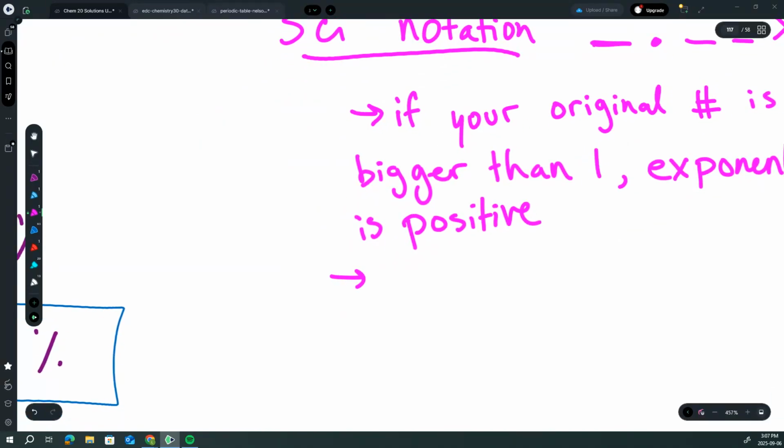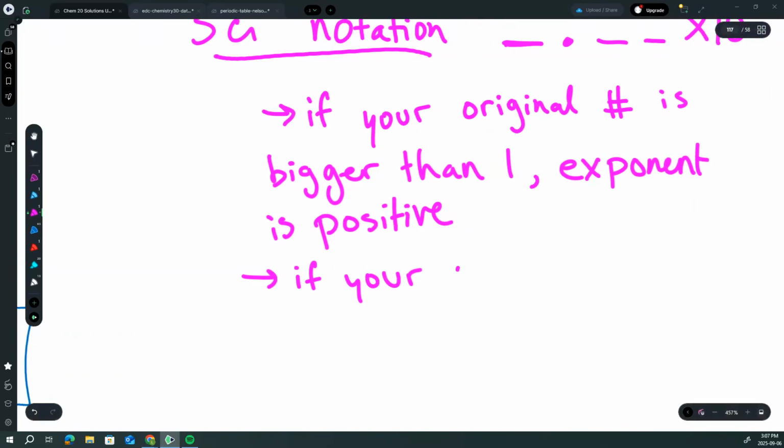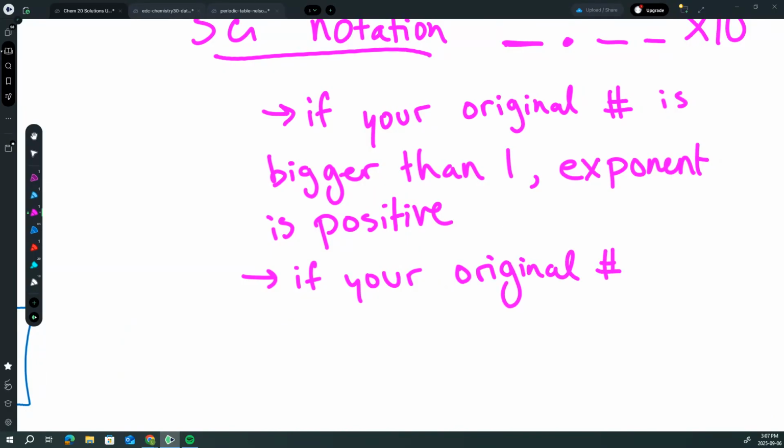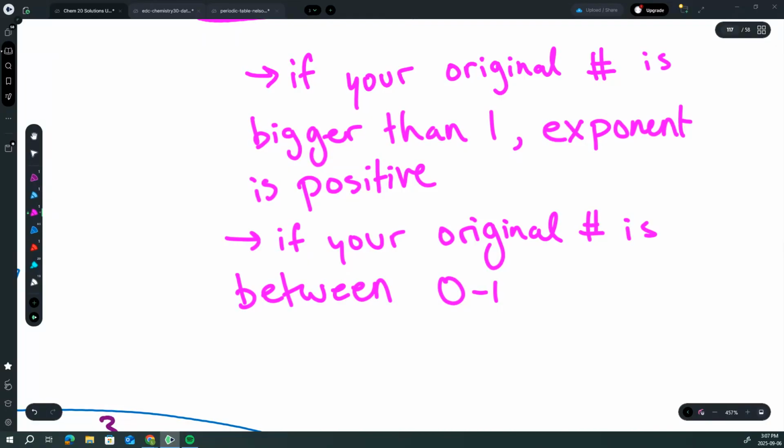If your original number is between 0 and 1, so it's 0.825, something like that, or it's 0.0825, and so on and so forth, then your exponent is going to be negative.